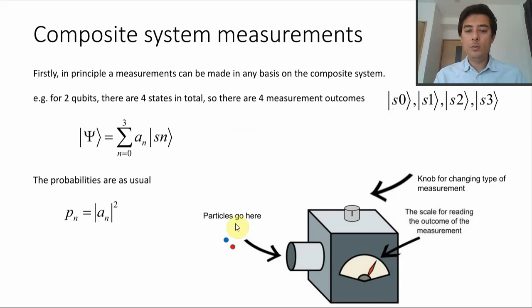So what happens in this two-particle case is pretty much just like what we saw before. Provided you've written your wave function in terms of these four measurement states, S0, S1, S2, S3, where S stands for state, then the probabilities of getting each outcome from this measurement machine are just the usual mod squared of these coefficients. So basically nothing conceptually new there.